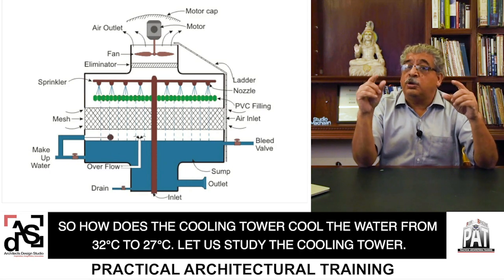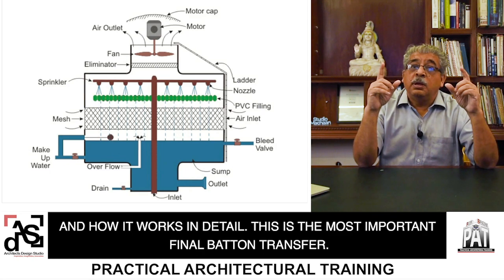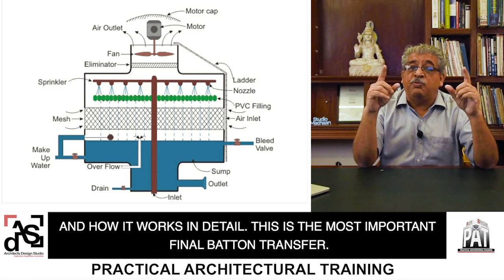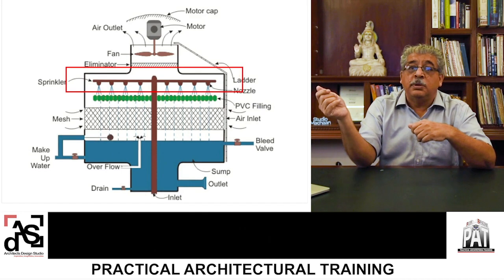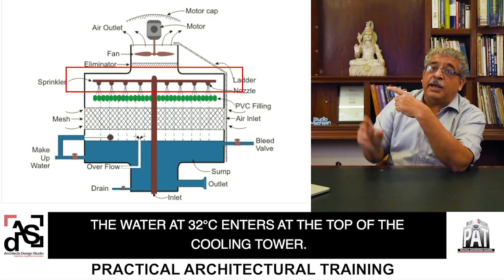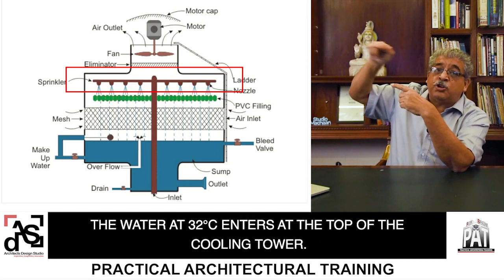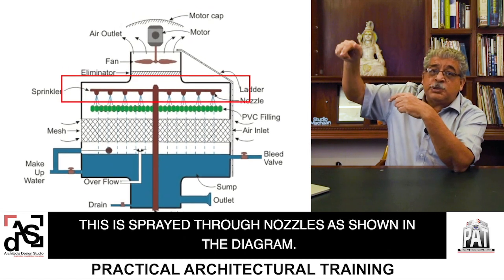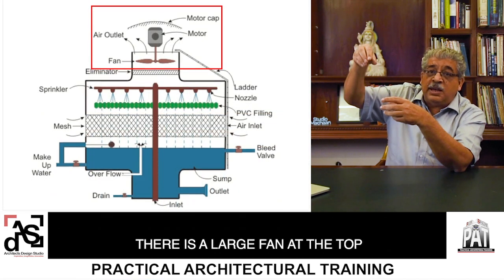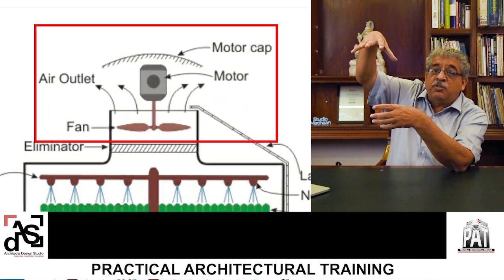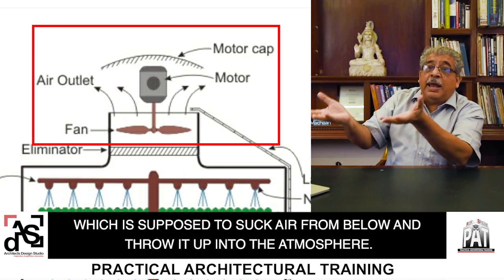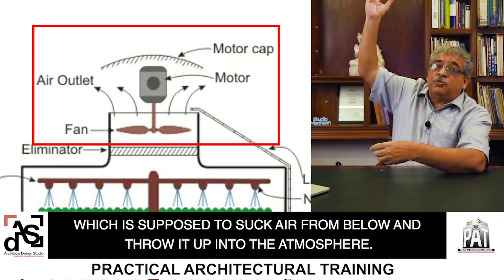Let us study the cooling tower and how it works in detail. This is the most important final baton transfer of heat. Let's look at the inside of the cooling tower. The water at 32 degrees centigrade at the top of the cooling tower is sprayed through nozzles as shown in the diagram. There is a large fan at the top which is supposed to suck the air from below and throw it up into the atmosphere.